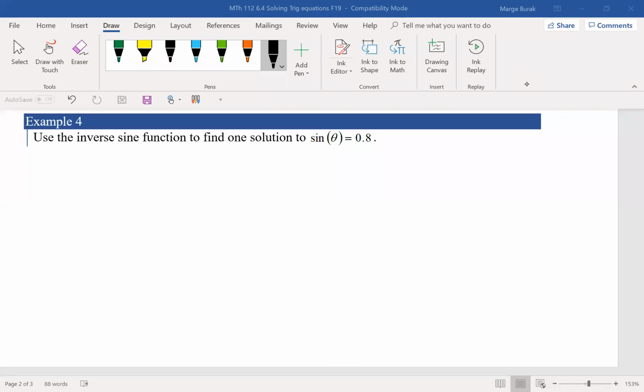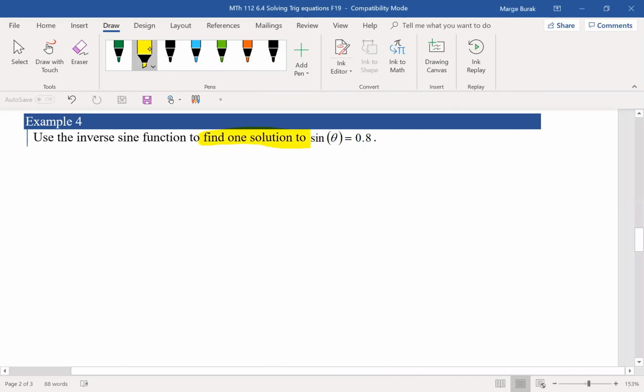Okay, now I'm going to do a few examples directly from the textbook. So if you would like more details, please refer to your textbook, section 6.4. Now this is example number 4. Use the inverse sine function to find one solution to sine of theta equals 0.8.